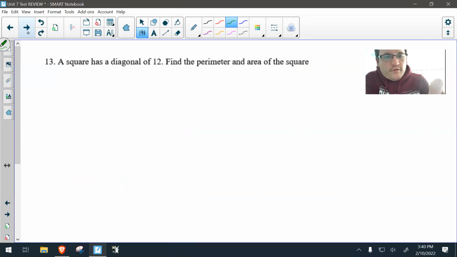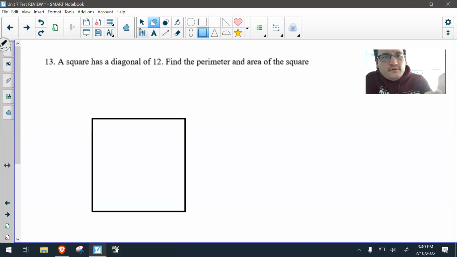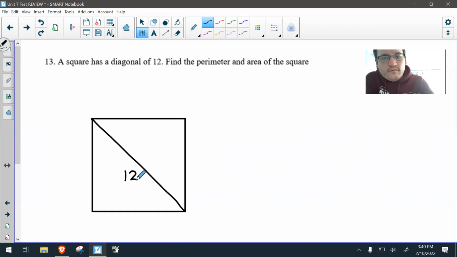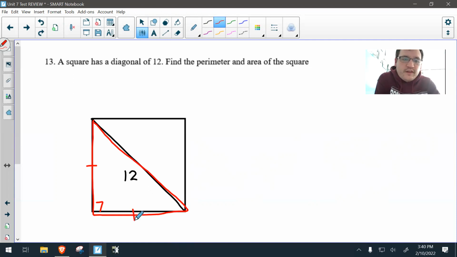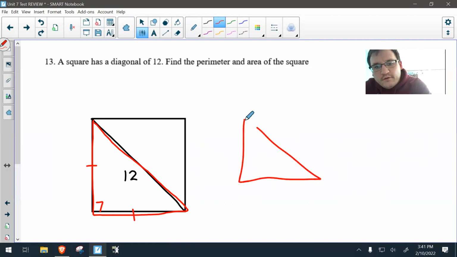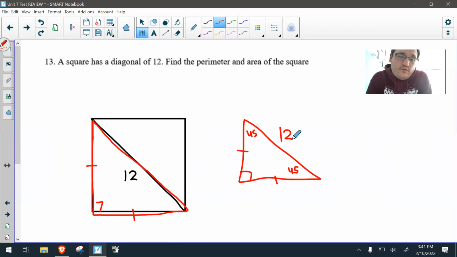All right, next one is a square. The square has a diagonal of length 12. Find the perimeter and the area. So keep in mind, let's just focus in on this piece right here. It's a square, so it's 90 degrees, and all sides are the same. So what we actually have here is an isosceles right triangle, or in other words, a 45, 45, 90 triangle with a hypotenuse of length 12.